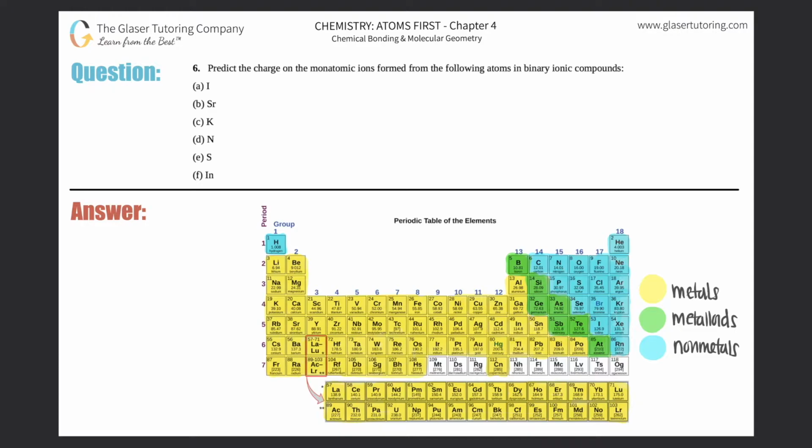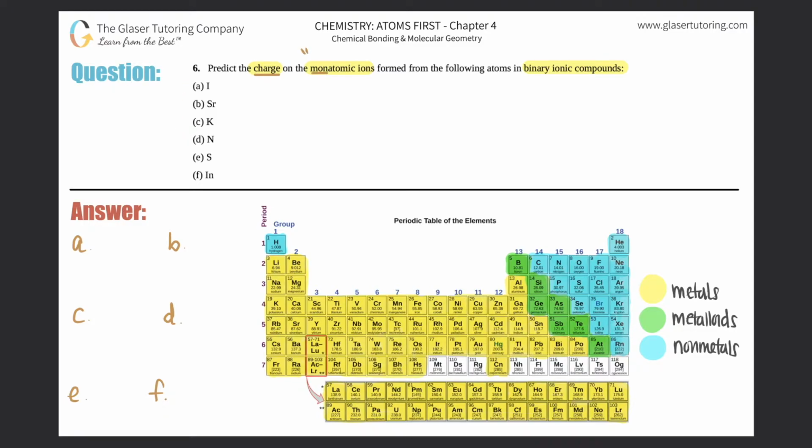Number 6. Predict the charge on the monoatomic ions formed when the following atoms form binary ionic compounds. And then we have A through F, so I'm just going to quickly say A, B, C, D, E, and F. Okay, so we did a very similar question like this one in number 5. So if you want more practice and if you didn't get the full rundown, go see that problem. Now for this one, we always want to find out the charge. Well, in this case, we want to find out the charge of these monoatomic ions.